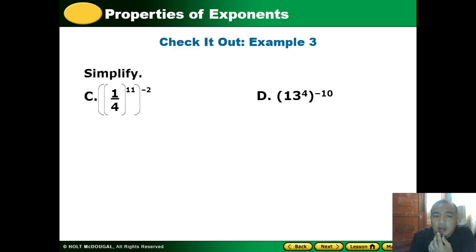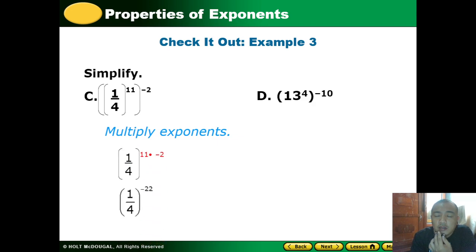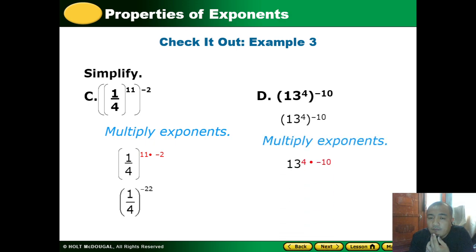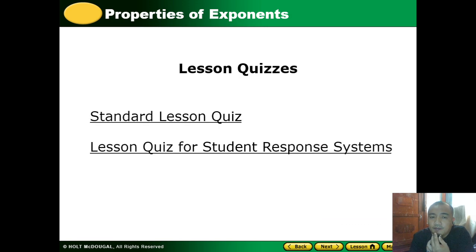Another, 1/4 raised to 11 to the negative 2 power. 11 times negative 2, multiply the exponents, is negative 22. 1/4 raised to negative 22. Next, D, 30 to the 4th to the negative 10. Multiply the exponents. 4 times negative 10 is negative 40. 13 raised to negative 40 is the answer.